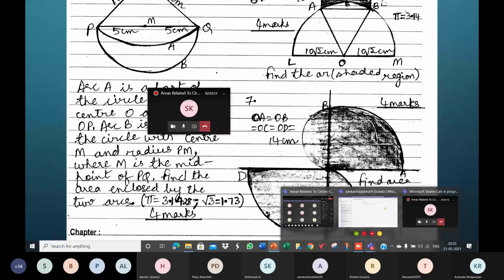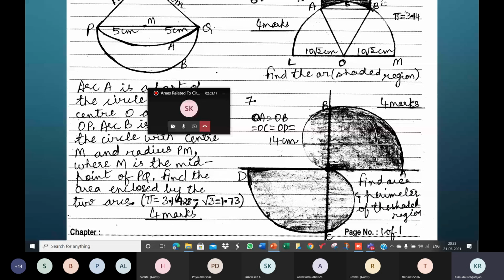So that's what it is. You have to find the sum of all these lengths to find the perimeter of the shaded region. See, when it's the perimeter of the shaded region, you need to walk along the boundary of the shaded region. Don't get into the figure. Just walk on the boundary.